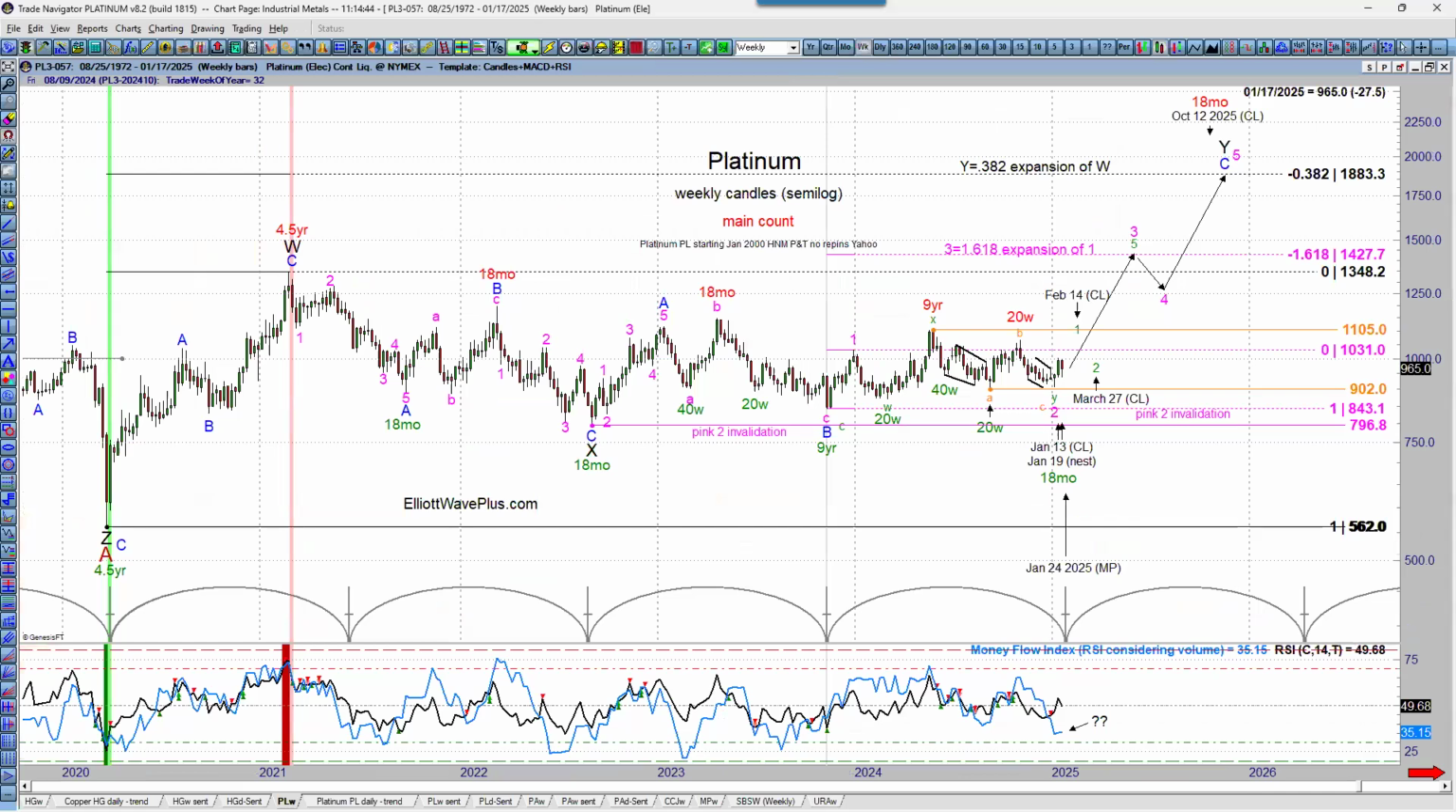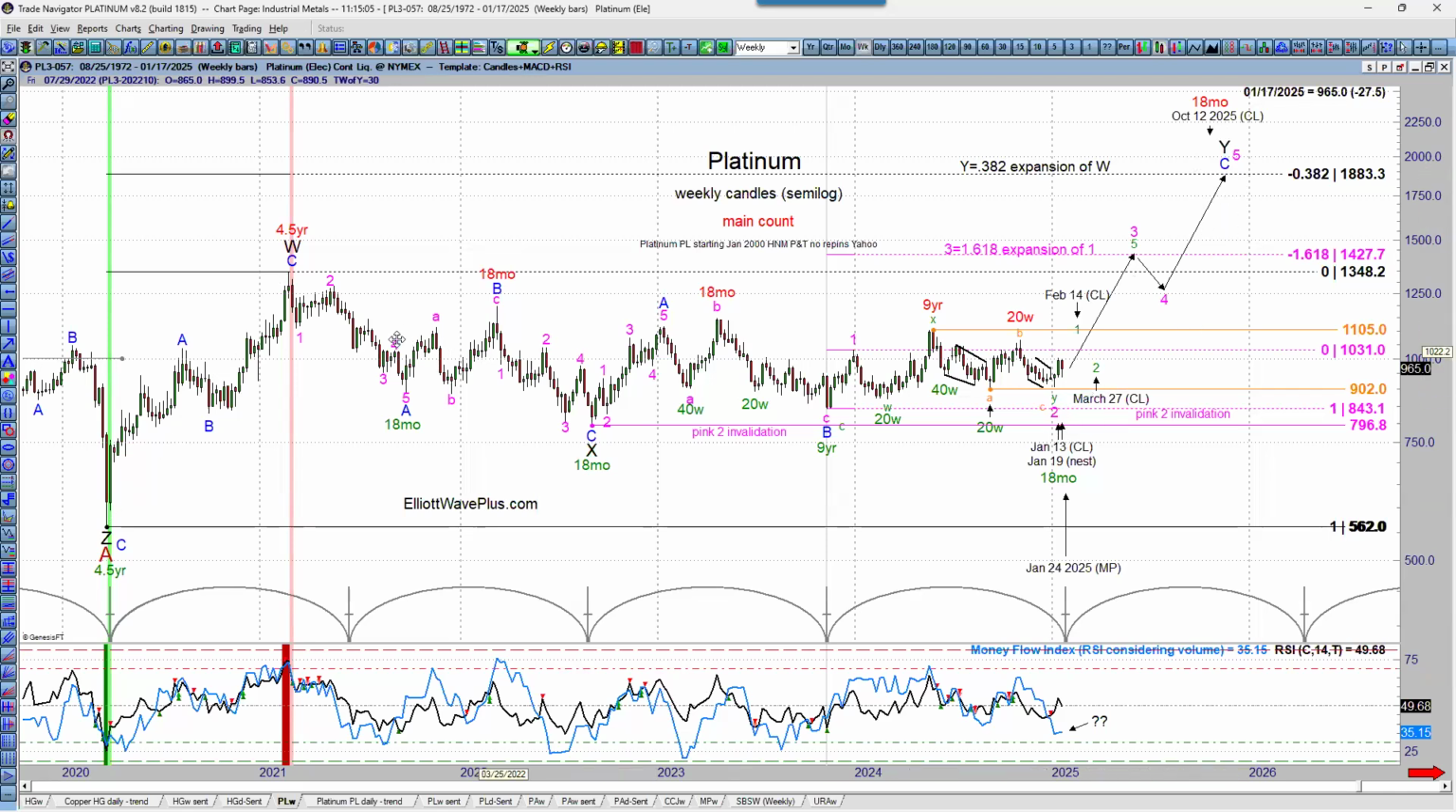Platinum. So platinum, the roadmap is clearly bullish on platinum through most of this year.